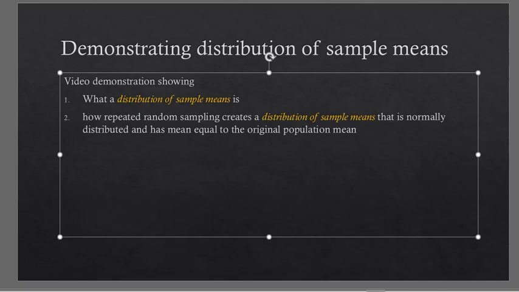In this video, we have two tasks. We're going to investigate the distribution of sample means by figuring out exactly what this thing is. Secondly, we're going to look at two of its characteristics, which are that it's normally distributed and it has a mean equal to the original population mean. Enjoy.